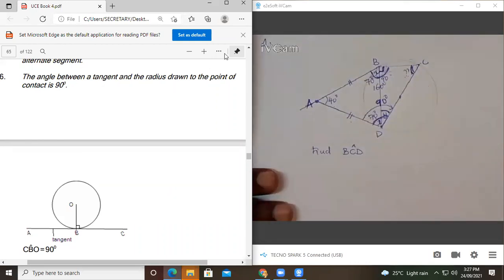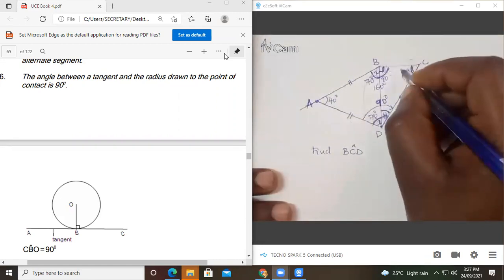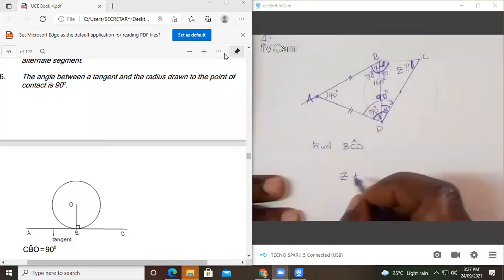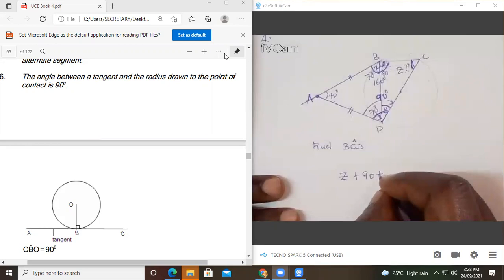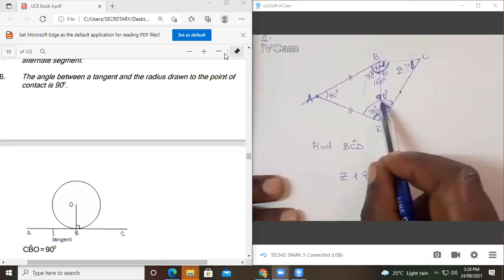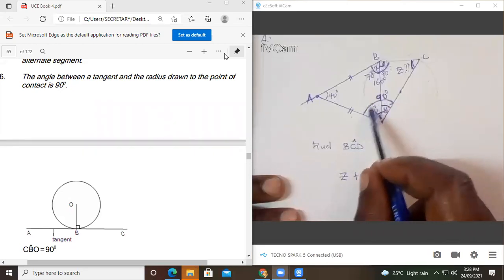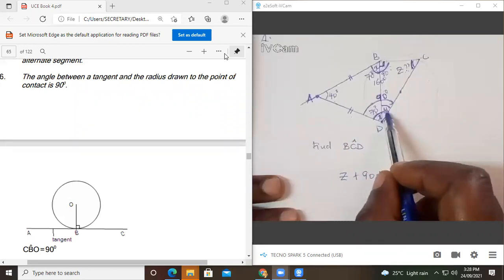Who's the cheerleader? Peace. Yes, teacher. Peace. How do we find this angle here? Let me call it Z. So how do we say Z? Z plus 90 degrees plus 30 degrees. Plus 30? You said angle Y is 30. Okay, you are correct. We shall take the whole of the 90, because this 70 plus 30 is 90, isn't it?